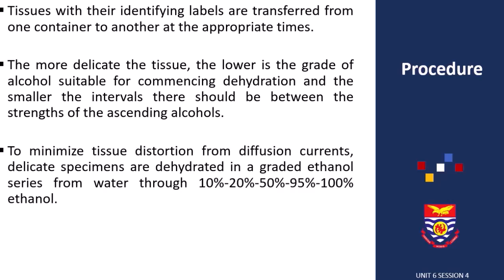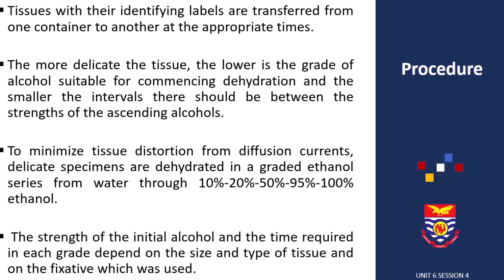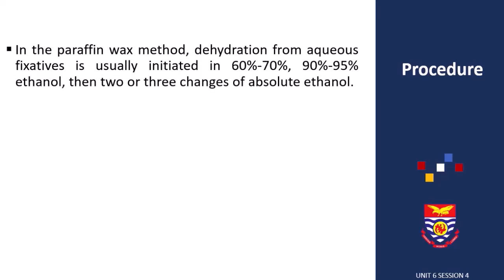Also, in summary, the strength of the initial alcohol that will be used in the dehydration procedure and the time required in each grade will depend on the size and the type of tissue, as well as the fixative which was used. In the paraffin wax method, dehydration procedure normally begins by making use of 60 to 70% ethanol or 90 to 95% ethanol, and then 2 or 3 changes of absolute ethanol.